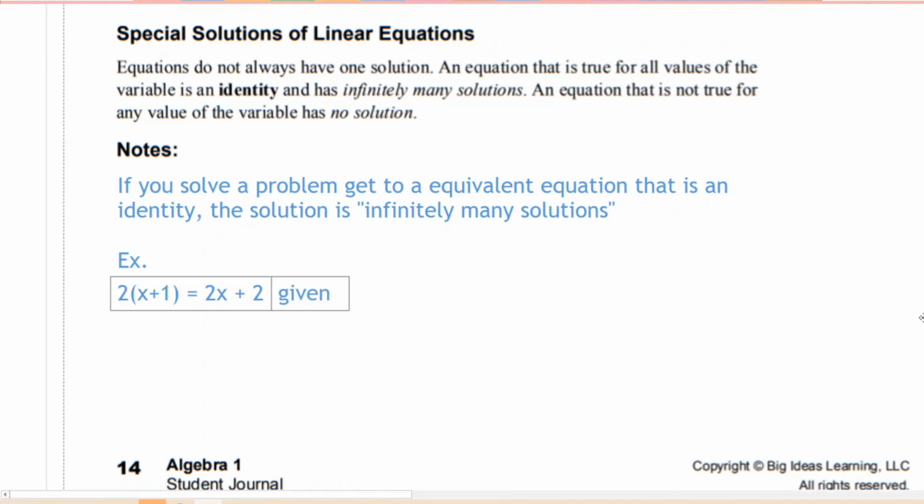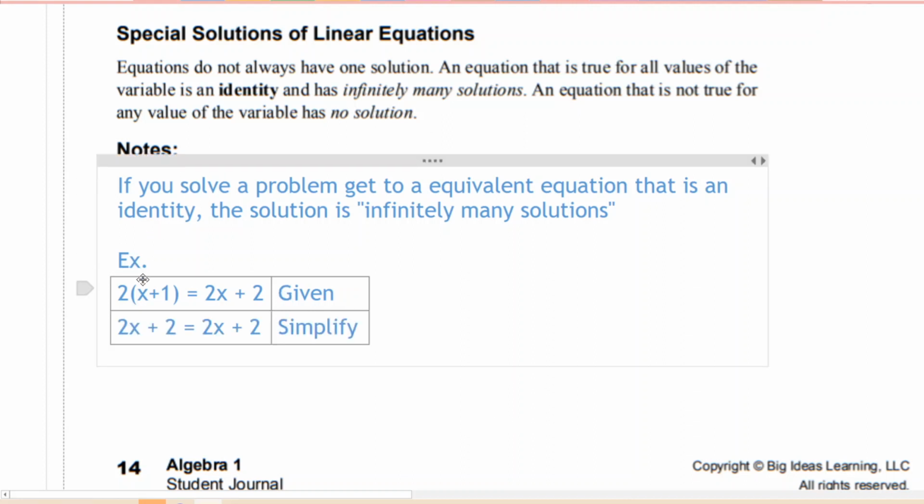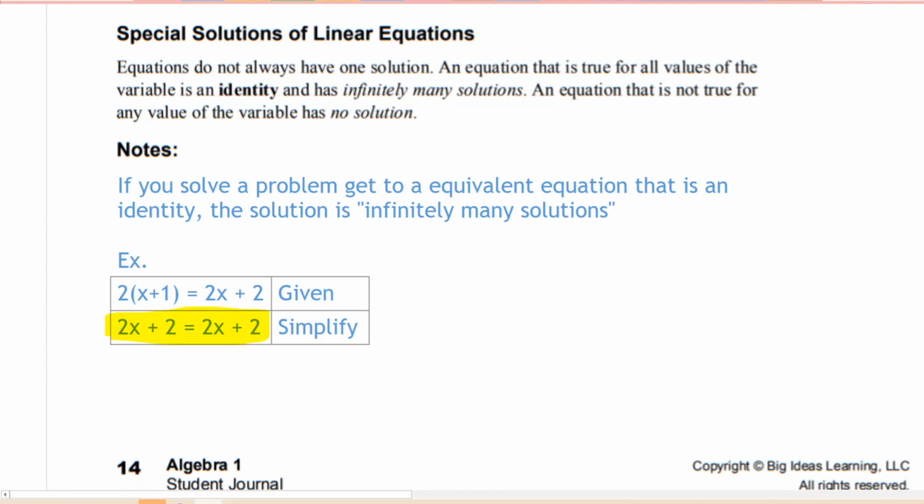So for example, if I start off with this equation, 2x plus 1 equals 2x plus 2 as a given, well, the first thing I would do is simplify. And that would be distribution. 2 times x is 2x, 2 times 1 is 2. And that gets me to a line that says 2x plus 2 is equal to 2x plus 2. This is an identity. We've got something that is equal to itself. The left side and the right side of the equal sign are exactly the same. And that's when we would write infinitely many solutions.